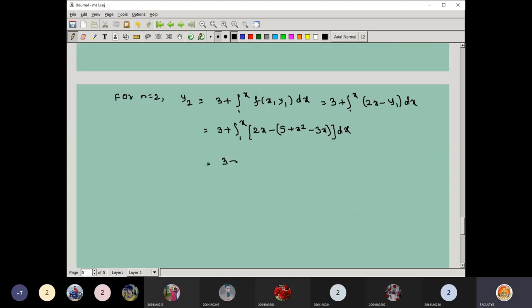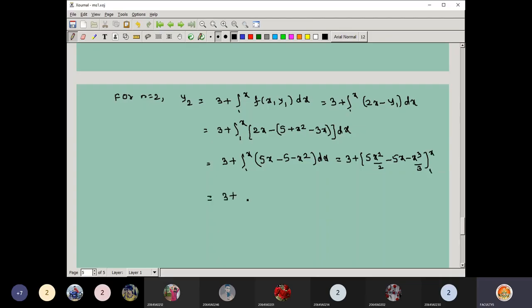So it is 3 plus integral 1 to x. So 2x minus into minus, plus 3x is there. So it becomes 5x minus 5 minus x square. So directly you do the integration, 3 plus 5 into x square by 2 minus 5x minus x cube by 3. So the limits here are 1 to x.